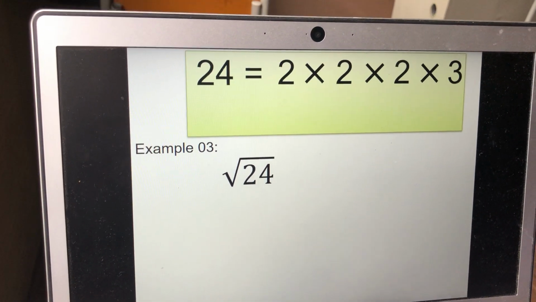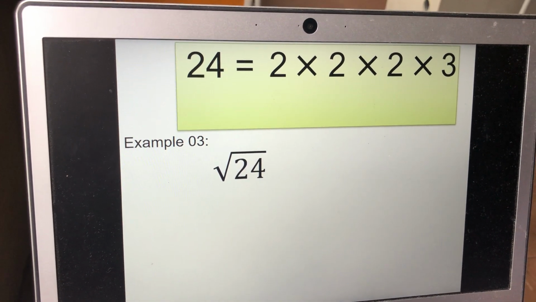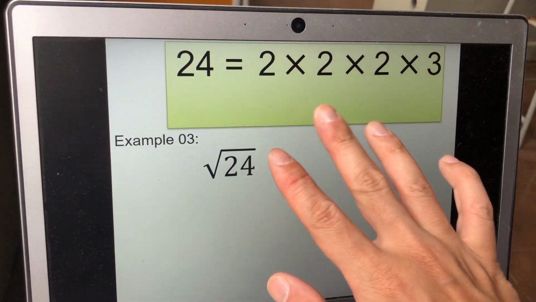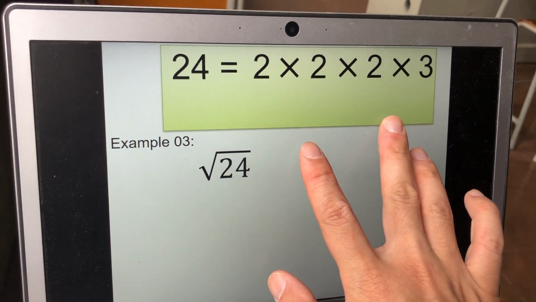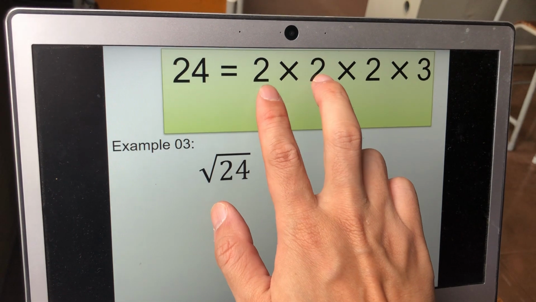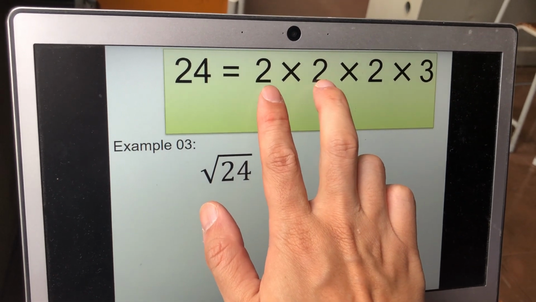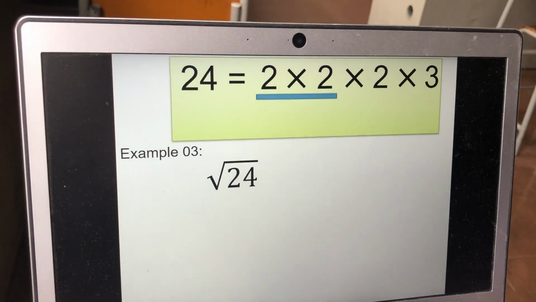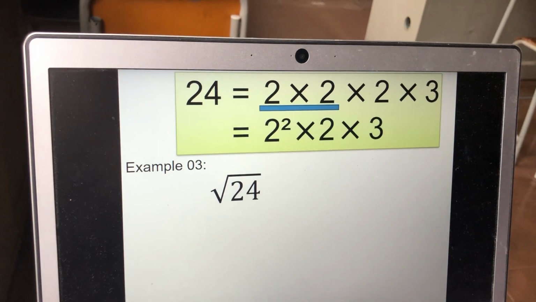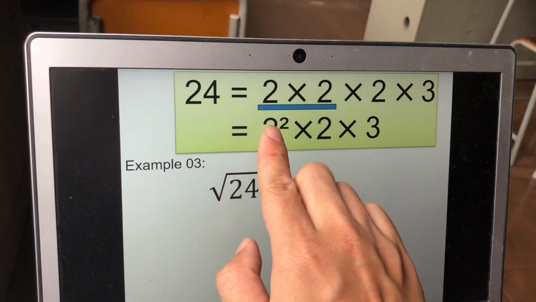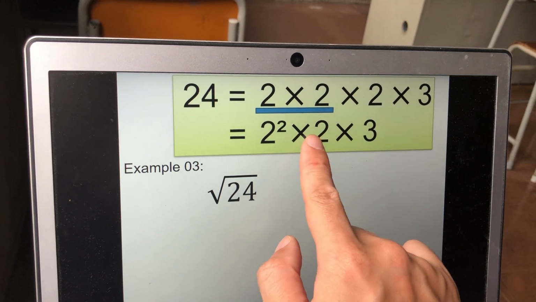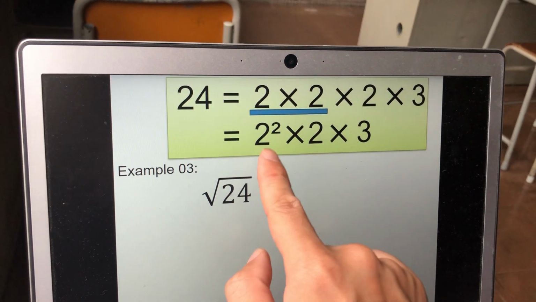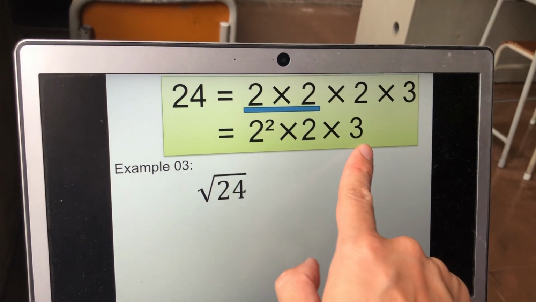2 times 2 times 2 times 3. And now, any 2 of them could be grouped into the same group. You see that these 2 are the same, right? So you should group them into the same group. These two are the same. So you should group them as 2 to the power of 2, and then we have still one more 2 and 1 3. So 2 to the power of 2 times 2 times 3.